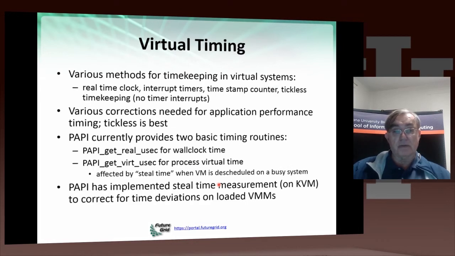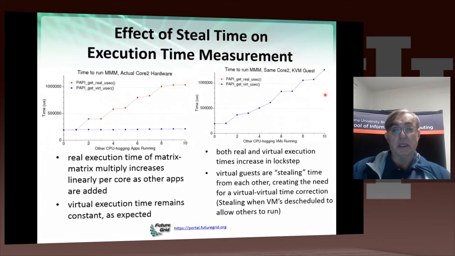So there are various ways of doing timekeeping. Tickless timekeeping with no interrupts is the best. PAPI has two types of timing routines: wall clock time and virtual time. And the virtual time is affected by the time when a virtual machine is descheduled on a busy environment. And PAPI has already implemented the ability to correct for this descheduling on KVM, which is important for loaded virtual machines. That's illustrated on this slide here, the effect of the steal time.